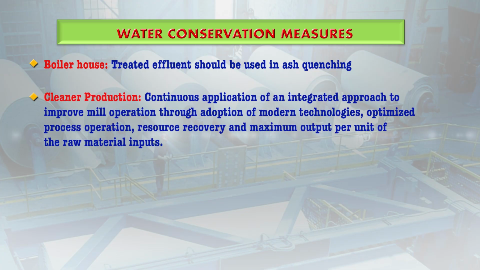Cleaner production. When we always talk about technology and engineering solutions, we always talk about clean technologies and clean production. So there is a continuous application of an integrated approach to improve the mill operation, especially in this industry. It could be by adopting modern technologies, optimized process operation, resource recovery, and maximum output can be achieved per unit of the raw material inputs.